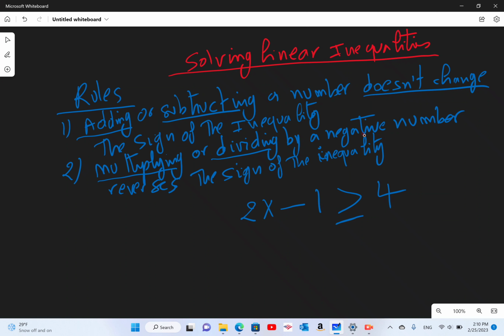What I mean by reversing the inequality sign is, if it is greater than, we make it less than when we multiply or divide by a negative number. The same goes for less than: if it is less than, we reverse it to greater than. So that's rule number two. Let's do an example here and solve it.